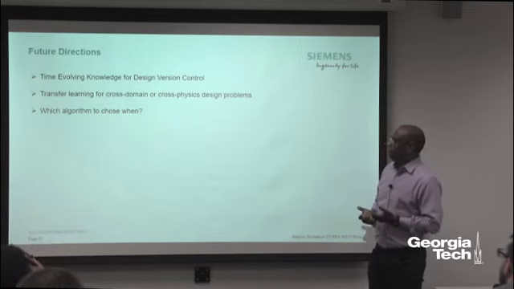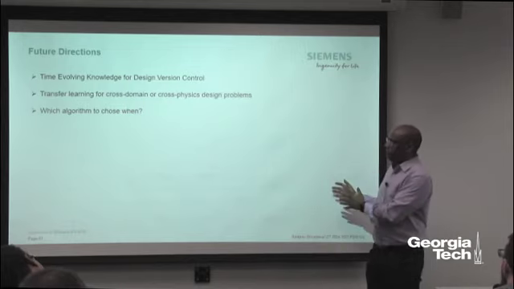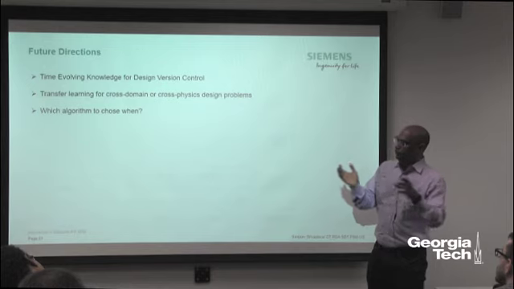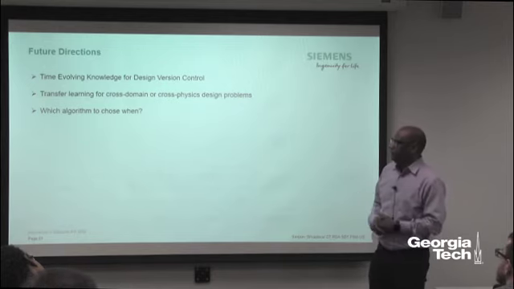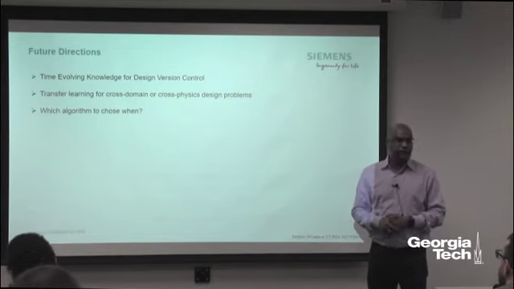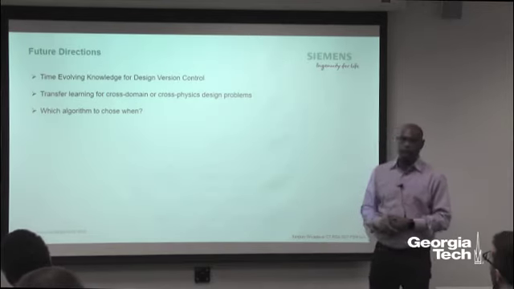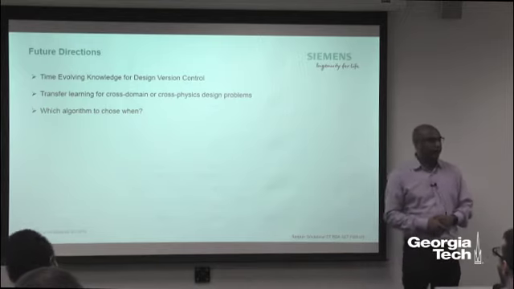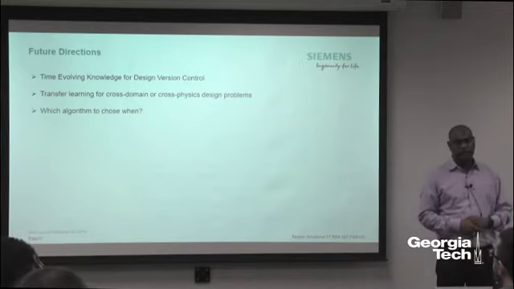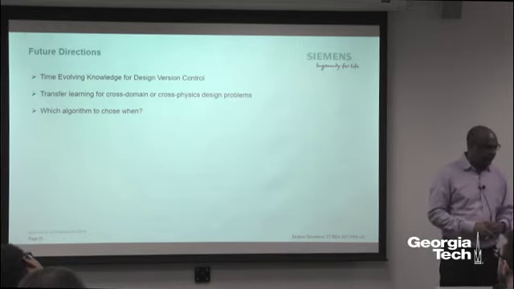Transfer learning for cross-domain or cross-physics design problems. Can you use the knowledge which was solved for one problem and utilize it there? It's a very traditional transfer learning problem, but in practicality, it's very hard to use and very hard to generalize. And then last but not least, which algorithm to choose when? Given a problem, which machine learning algorithm should I use and why? And so I think with that.